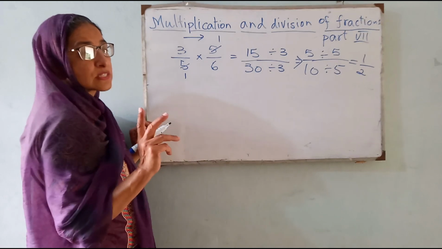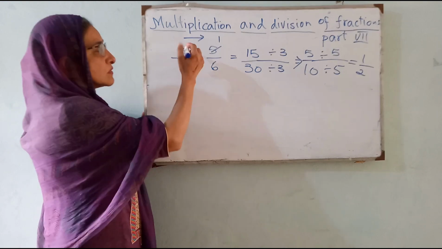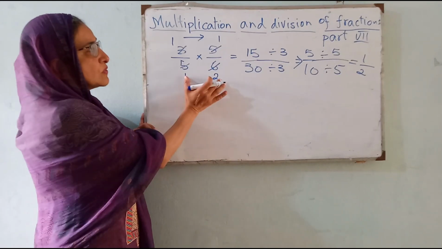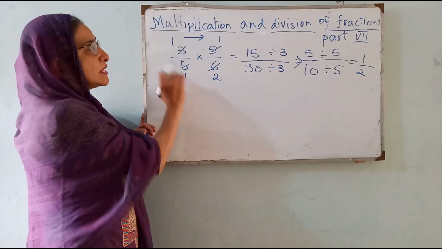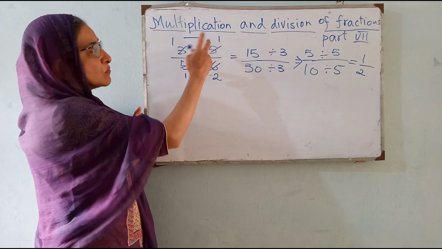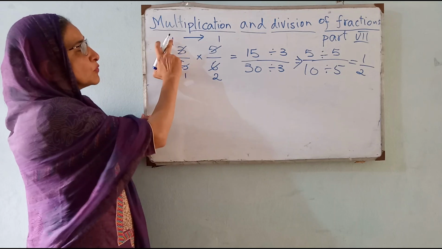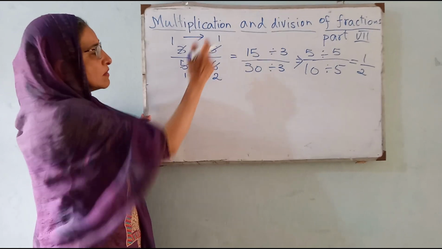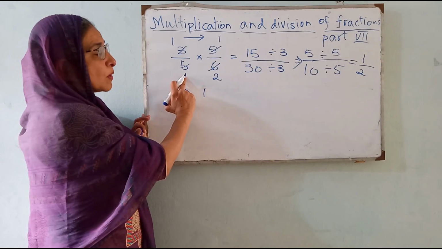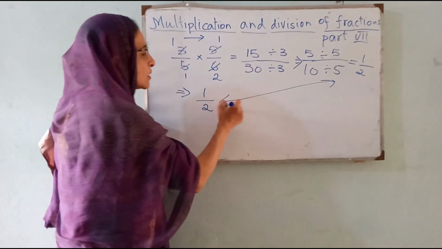At a time you have to cancel two numbers. This 3 and 6 come in the table of 3. 3 ones are 3, 3 twos are 6. Whatever you get, write it under the number. Now I cannot cancel further, because cancellation with 1 is not useful; it is not going to make any difference. So I am going to multiply 1 by 1. 1 multiplied by 1 is equal to 1. Denominator multiplied with denominator, 1 twos are 2. So my answer is 1 by 2, which I have got easily.